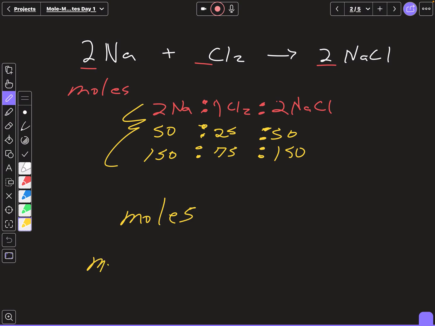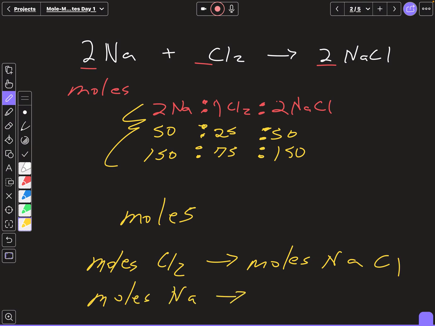I can go from moles of chlorine gas to moles of NaCl, or I could go from moles of sodium to see how many moles of chlorine needs to react with it. So I can use these ratios to solve. And this is a recipe. The balanced equation is the simplest form of the recipe, and I can adjust it to get greater amounts, and that's what stoichiometry is.